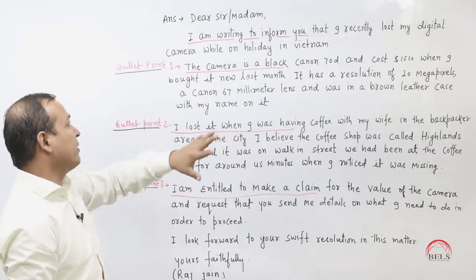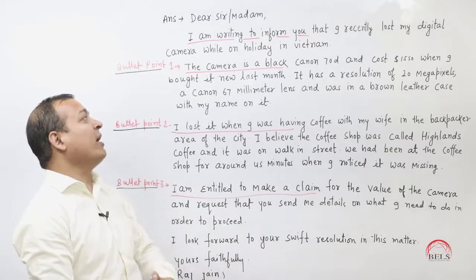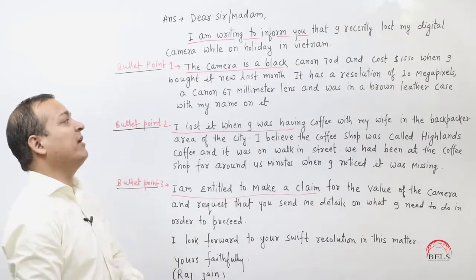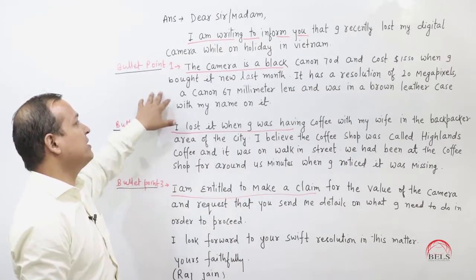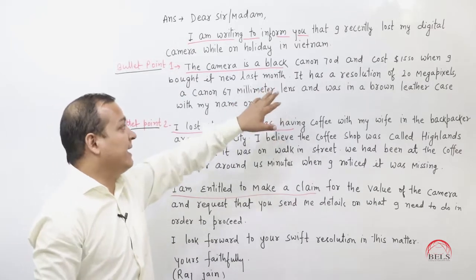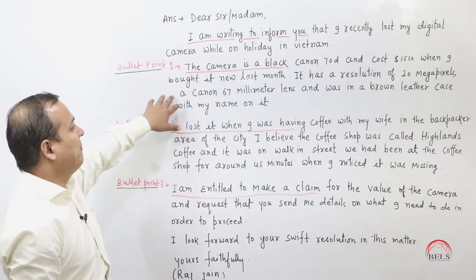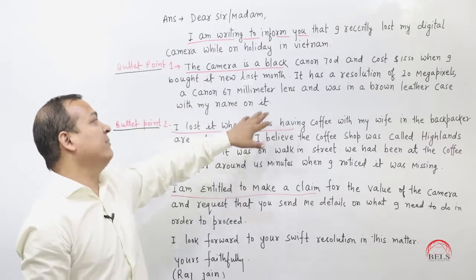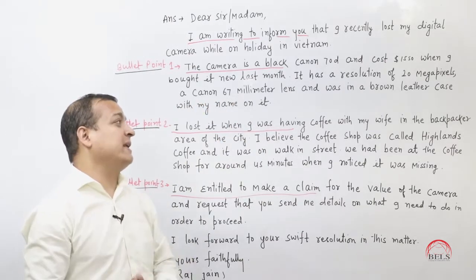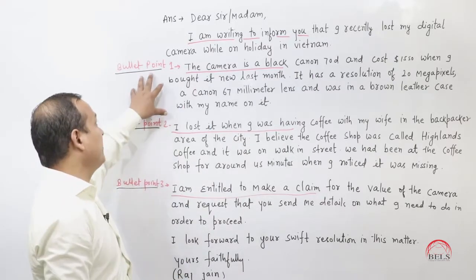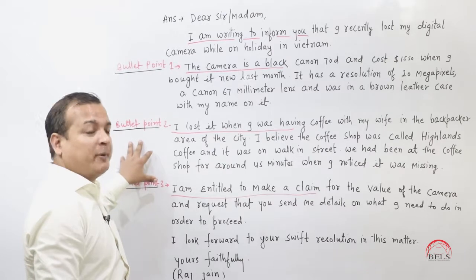Bullet point 1, as per the question: the camera is a black Canon 70D and cost $1,550 when I bought it new last month. It has a resolution of 20 megapixels, a Canon 67mm lens, and was in a brown leather case with my name on it. This is bullet point 1. Now let's discuss bullet point 2.